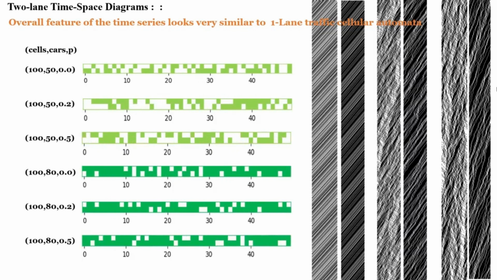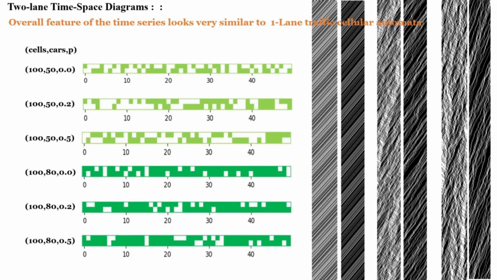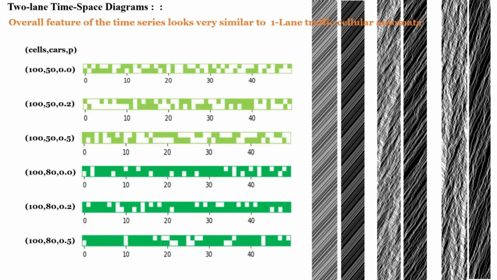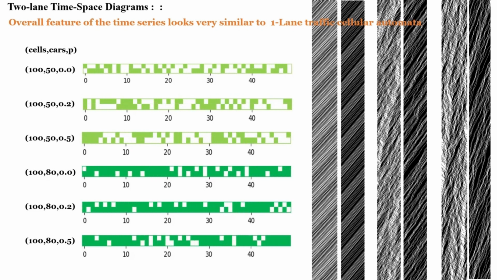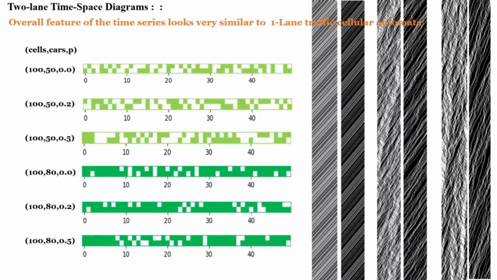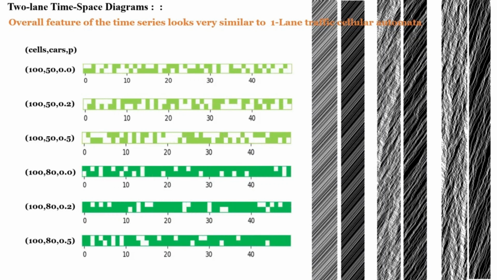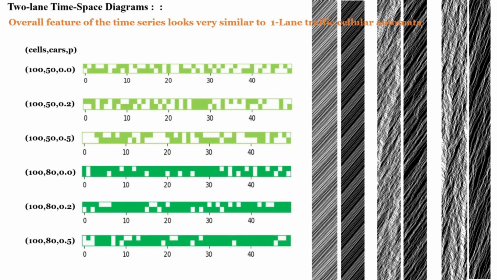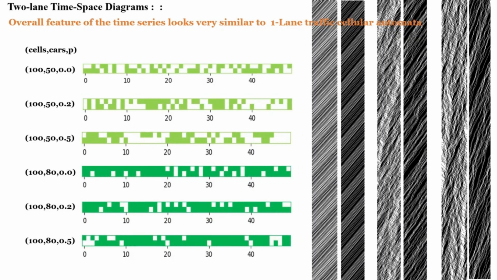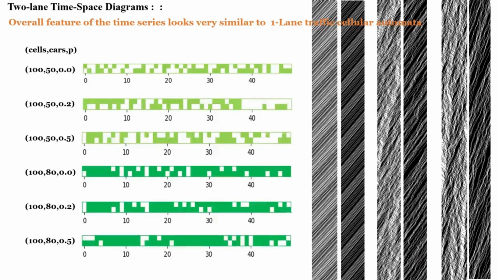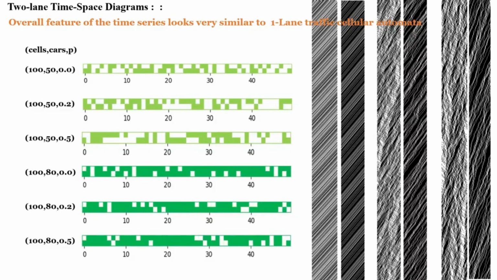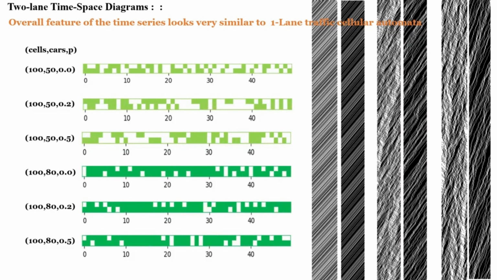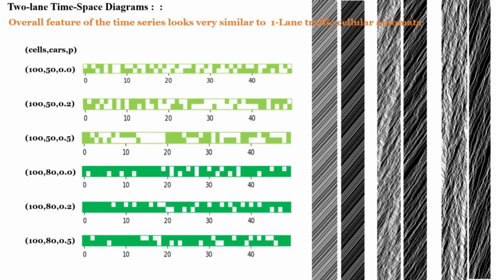These are the time series diagrams for two-dimensional traffic CA. So overall features of the time series look very similar to one-lane traffic CA. Just one thing to notice here is that the cars look like they are going backwards, but it's just an optical illusion. They are not moving backward. They are moving forward. And other than that, they are very similar to one-lane diagrams.